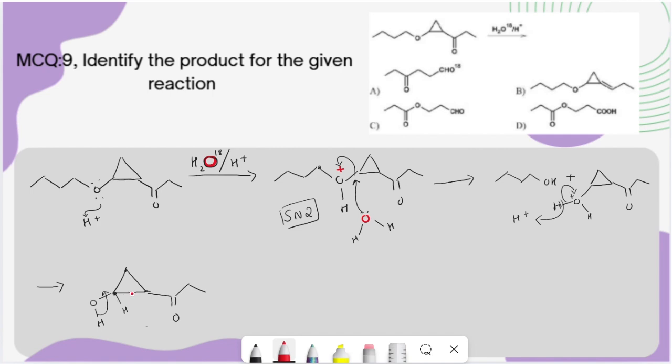Why so? Because these electrons will shift here, so that these pi electrons will shift to oxygen. Why is this happening? Because look at this, when the electron goes here, I'm going to write a double bond, right?